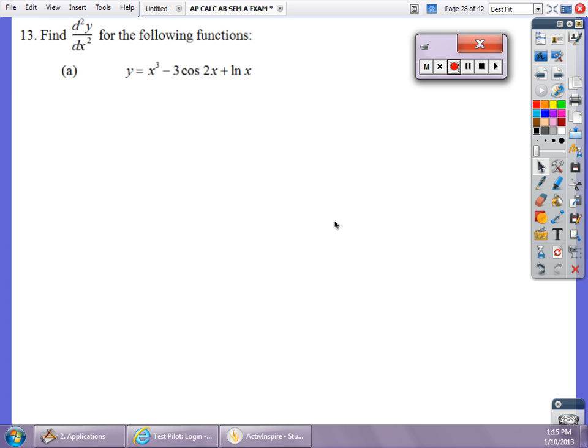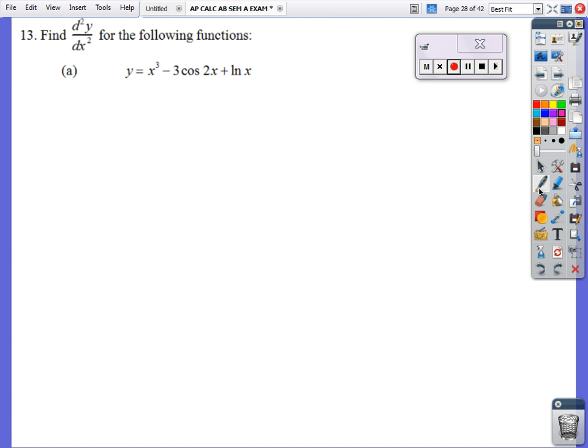Alright, so we're on number 13, and here we're going to be asked to find a second derivative. So, to start off, we'll find the first derivative, power rule for the first term, 3x squared. The second term, we're going to bring down that negative 3, and then take the derivative of the cosine of 2x. Remember, derivative of the outside, negative sign, leave the inside alone, multiply by the derivative of the inside.